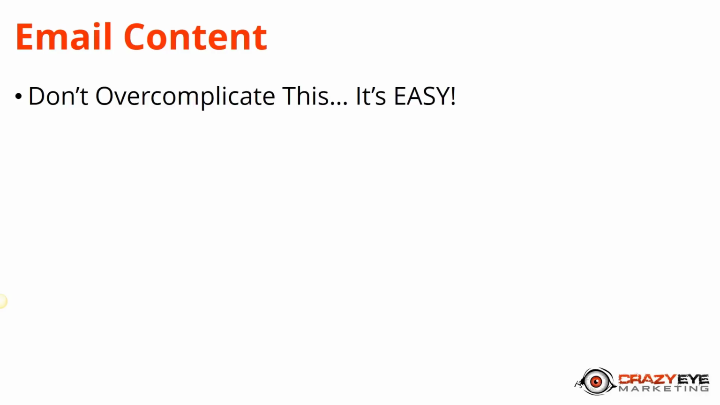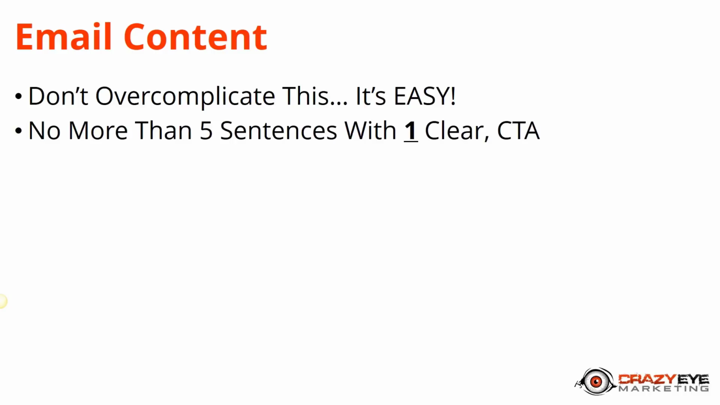Now, I don't want you to overcomplicate this process. It is freaking easy. Your main series emails, the ones where you're trying to gauge interest, should be no more than 5 sentences with one clear call to action. And your number one goal of these main series emails is to sell the click. You want them to click over to your content or click over to your micro sales funnel.